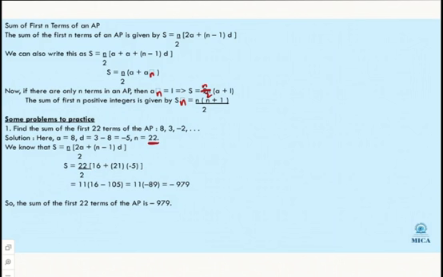S is equal to 22 by 2 into 16 plus 21 into minus 5. 11 into 16 minus 105 is equal to 11 into minus 89, which is equal to minus 979. So the sum of the first 22 terms of the AP is minus 979.